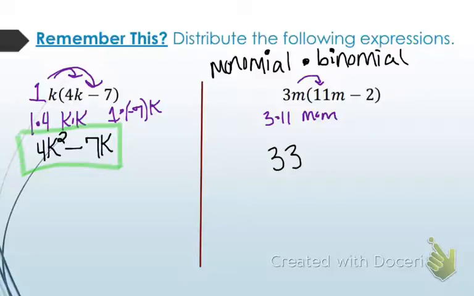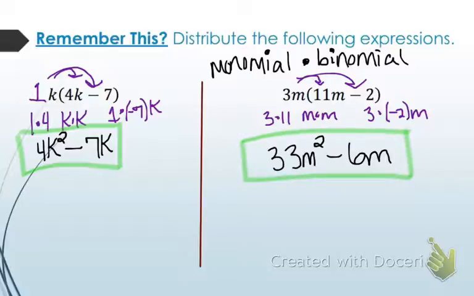M times m, properties of exponents. Same base, they're multiplying, so because of that you are allowed to add the exponents. So m times m is m squared. We move on to the next term, 3m times negative 2. Okay, so this is saying 3 times negative 2 times m. 3 times negative 2 is negative 6, and keep the m. Okay, that is what we get after simplifying, after multiplying, I should say.